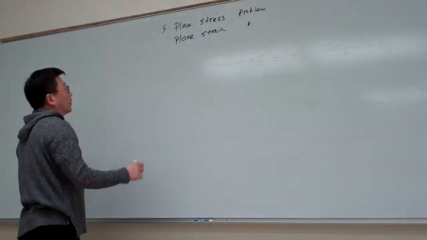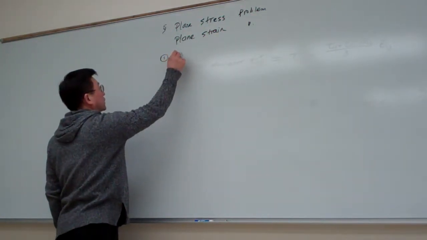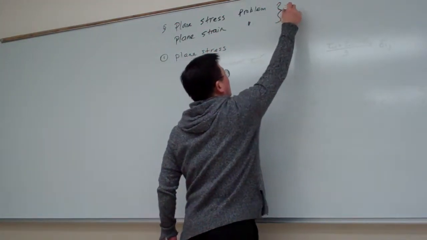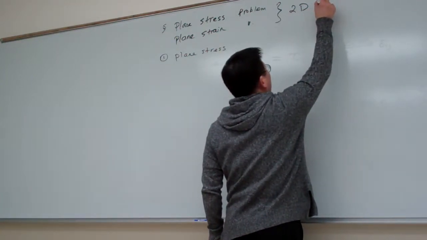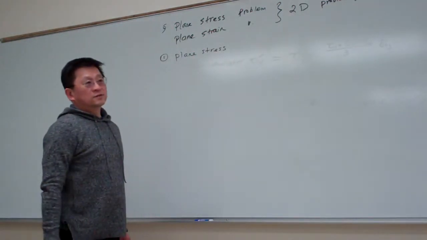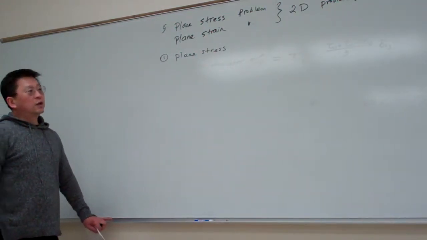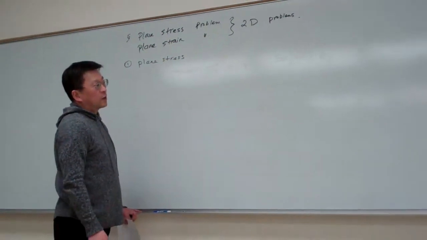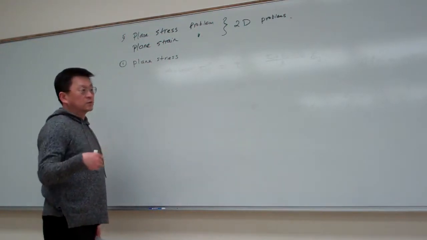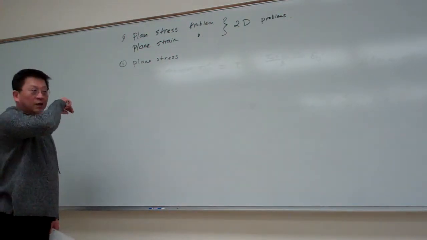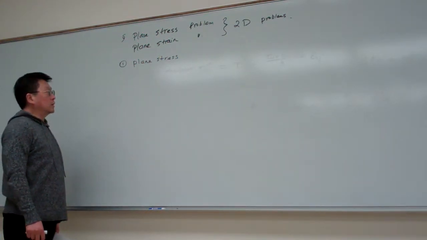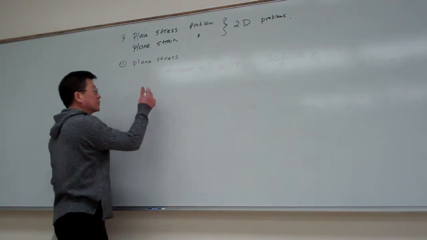Okay, so the first one is the plane stress. Those are typically what we call 2D problems, two-dimensional problems. Under certain spatial situations, we might be able to help ourselves to not directly deal with the three-dimensional. We can reduce the dimension into 2D, and that can save us a lot of time in calculation and formulation. Okay, the plane stress problem is this.